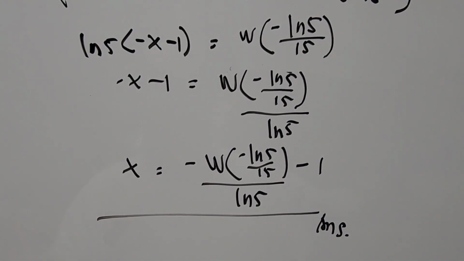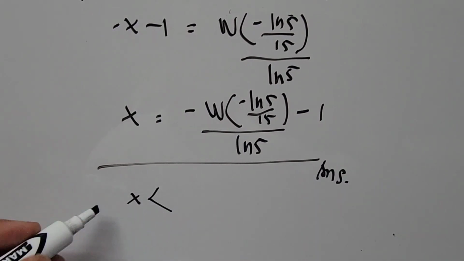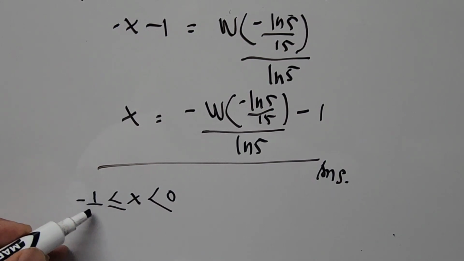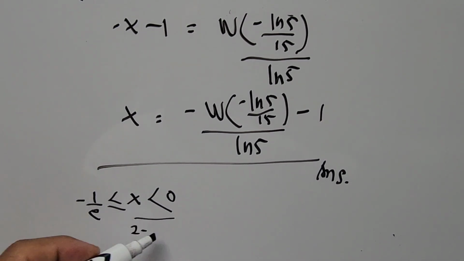And so based on our solution value of x, how do we know if we have just one solution to the equation? If we take a look, the quantity inside the parentheses right here, negative ln of 5 over 15, if this value is in between 0 and negative 1 over e, then we would have two solutions or two values of x. That is, when x is less than 0 and x is greater than or equal to negative 1 over e. So in this case, we would have two solutions. There would be two values of x.